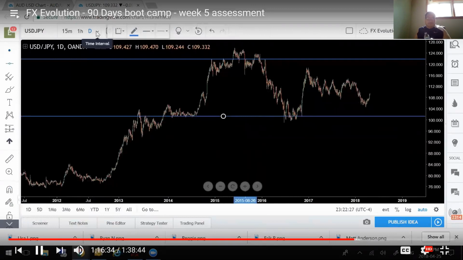Give me a trend line on a daily. And notice here, Fred, again, he didn't mark the highest point. He marked where the head and shoulders ends. Literally, he just did it.